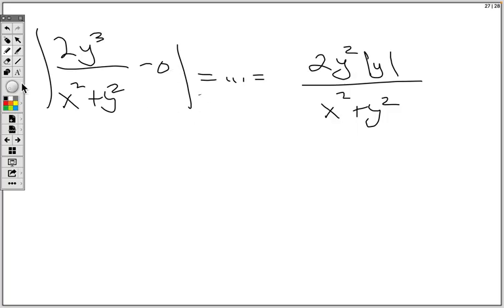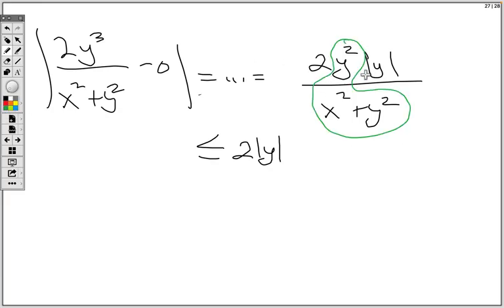So now here's what I'm going to do. I'm going to say, well, you know what? This is going to be less than or equal to 2 times the absolute value of y over x squared plus y squared. Okay, so the 2 absolute value of y, period. So the question is, wait a minute, what happened to all of this? Well, that kind of got hidden into here.